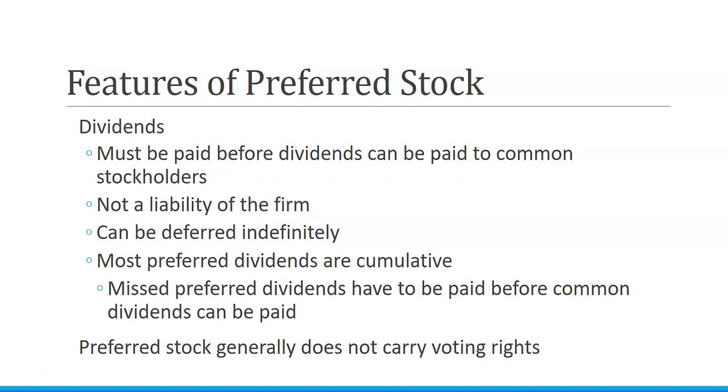Most preferred stock dividends are cumulative, which means that the preferred dividends have to be paid. Preferred stock generally does not carry voting rights. So the benefits of preferred stock are the guaranteed dividends, and especially if they're cumulative dividends.